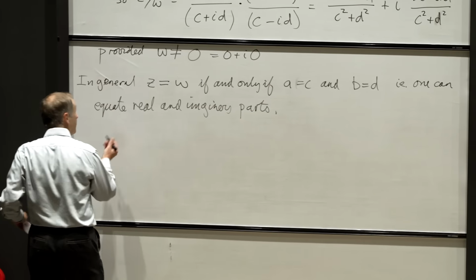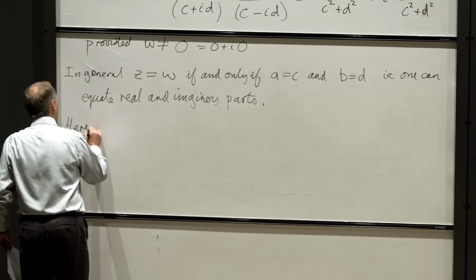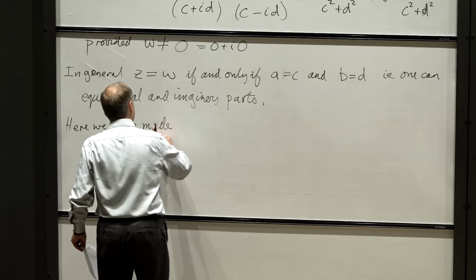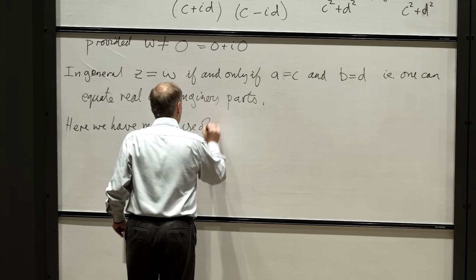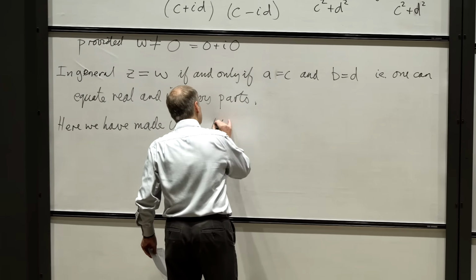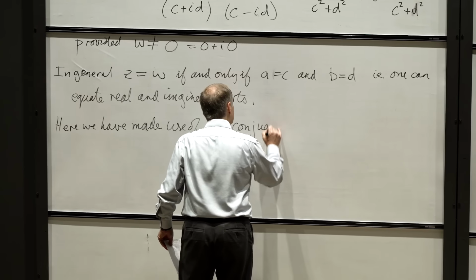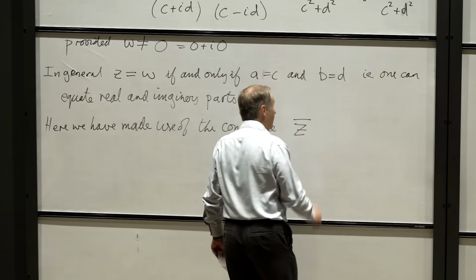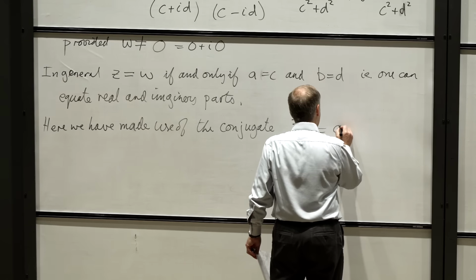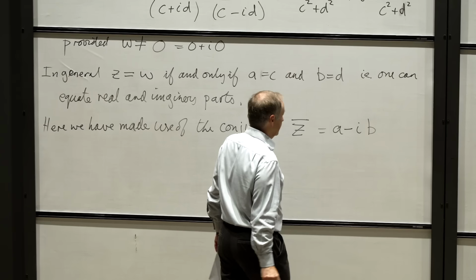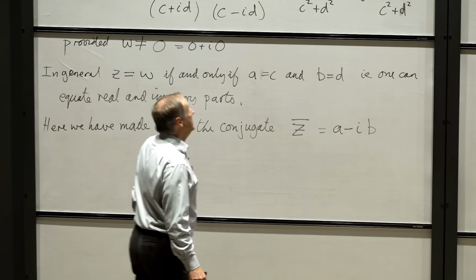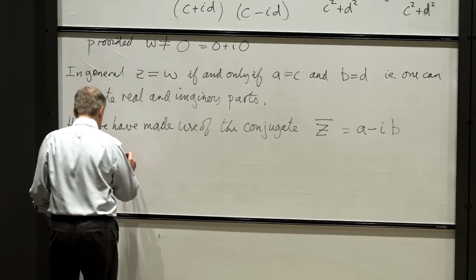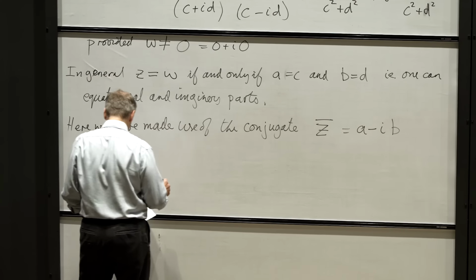Okay, so in this here, we have made use of the conjugate. And what's the conjugate? The conjugate is something we write as Z bar, right? And Z bar is a minus i times b. So in other words, if Z is a plus ib, Z bar just changes the sign of the imaginary part, and we note, as we've seen above, that Z Z bar is real.